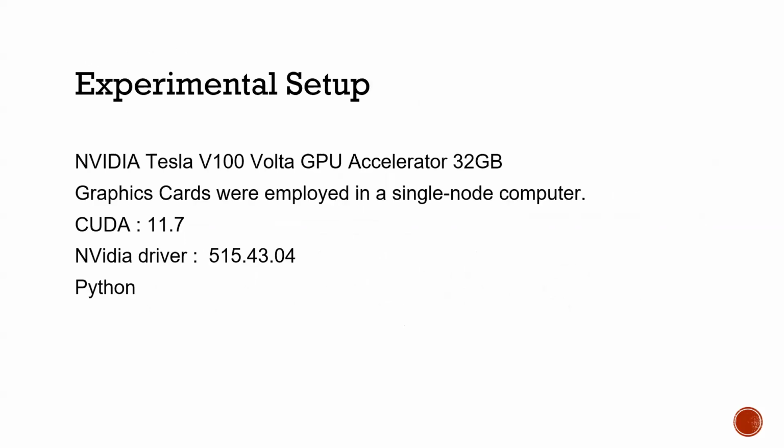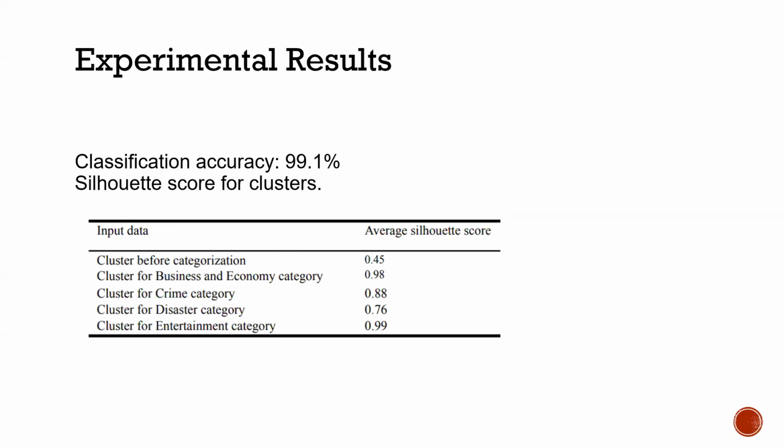Yeah, these are the experimental setup we have used. NVIDIA Tesla V100 Volta GPU accelerated with 32 GB, and we have done it on a single node computer for my prototype only. I have used CUDA 11.7, NVIDIA 515, and Python only as the backend coding. Next. This is experimental research.